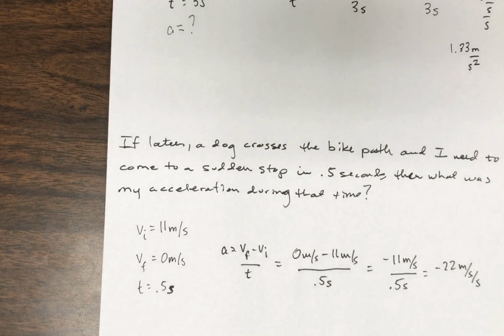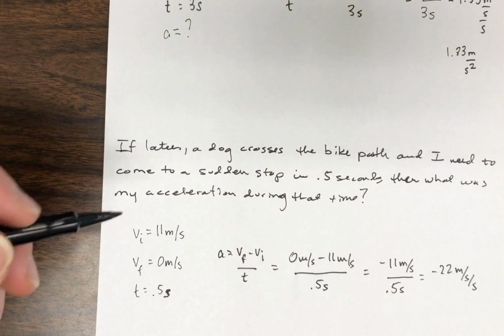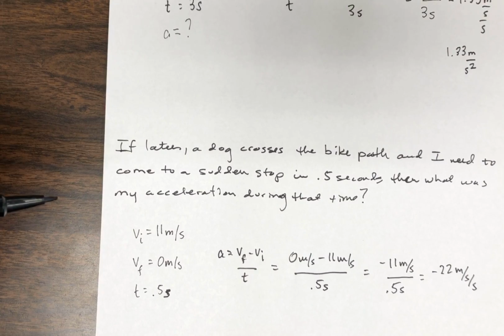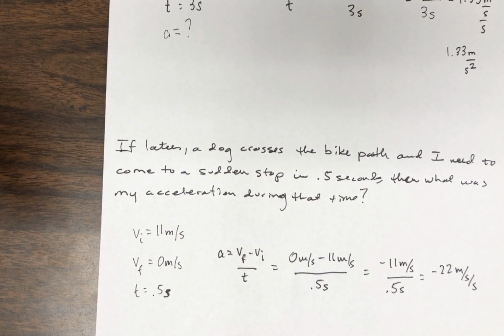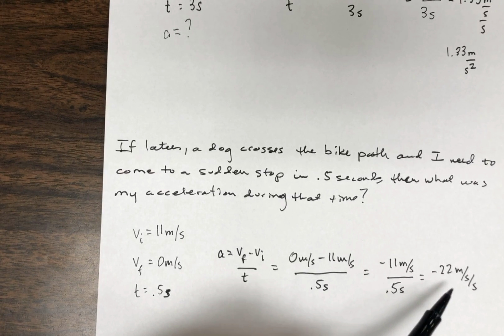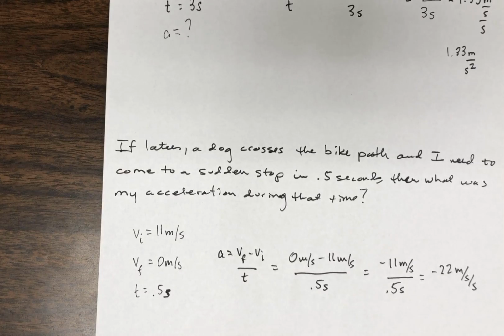So why is this answer negative? It's because you're slowing down. You're traveling at 11, you've got to get to 0 super fast, so you lose 22 meters per second every second. Now you're not actually going for a full second, you're able to do it in half a second, but nevertheless, the negative sign is indicative of a slowing down.